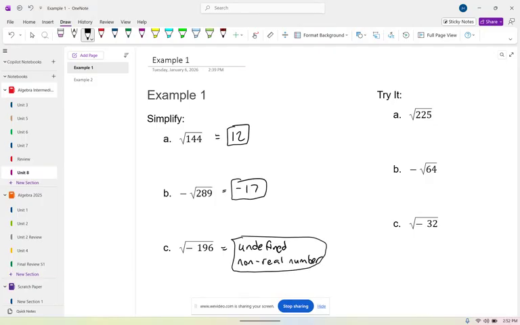So there's a big difference between having the negative sign outside of the square root and having the negative sign inside the square root. And the difference is one of them is a whole number, or a real number, and the other one is undefined.